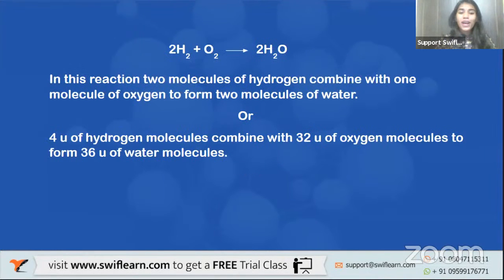Okay, now moving ahead, here they have given you a reaction. Two hydrogen atoms are combining with one oxygen atom to give you how many molecules of water? Or you could say, if we want to express this chemical reaction in terms of masses, how will you say? 4 u of hydrogen. Why 4 u? Because one hydrogen atom is 1 u, there are two, right? 2 into 2, 4. So totally there are 4 u of hydrogen.